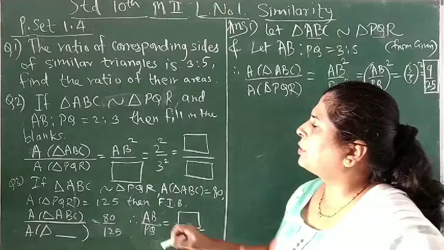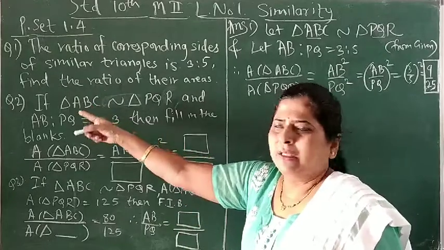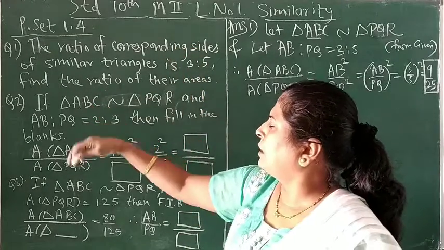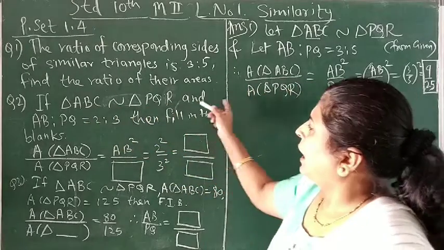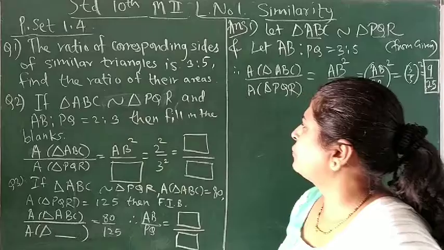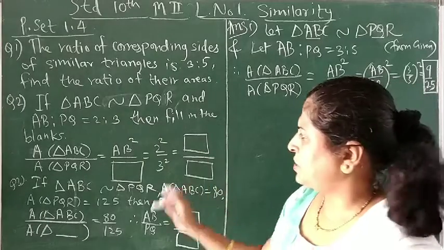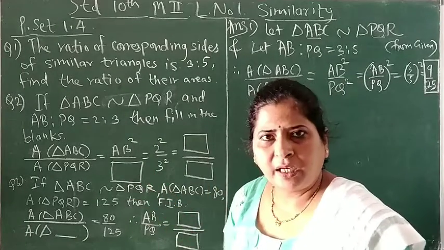Now what is question number 2? Question number 2 is similar. Here only the names were not given; here the names are given. Triangle ABC is similar to triangle PQR, and AB is to PQ is given as 2:3. Then fill in the blanks. Now this question is given in the form of an activity.